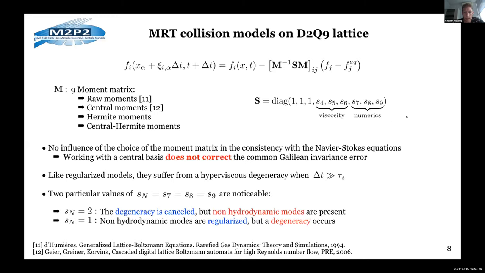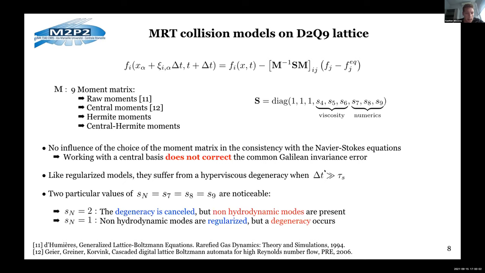And by performing the analysis of such a system, we can show that there is no influence of the choice of the moment matrix in the consistency with the Navier-Stokes equations, which means that all these models recover the same equation at first order in Knudsen number, which is the order of the Navier-Stokes equation. Which means that working with a central basis, for example, does not correct the common Galilean invariance error.